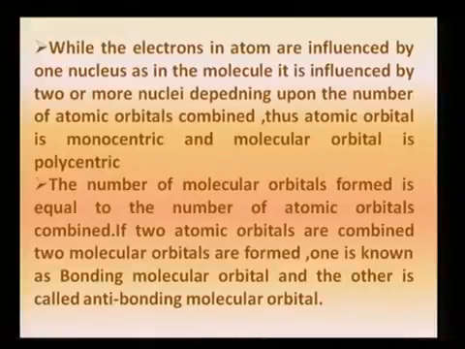The fourth salient feature of molecular orbital is that the number of molecular orbitals formed is equal to the number of atomic orbitals combined. If two atomic orbitals are combined, two molecular orbitals are formed. One is known as bonding molecular orbital and another one is called anti-bonding molecular orbital. Here, the number of molecular orbitals formed is the same as the number of atomic orbitals combined.